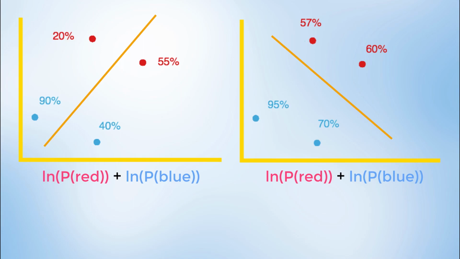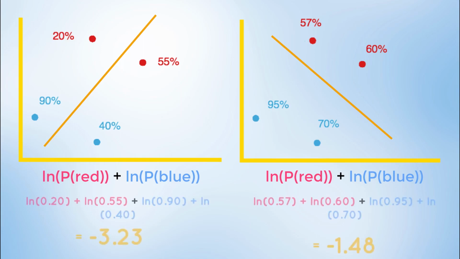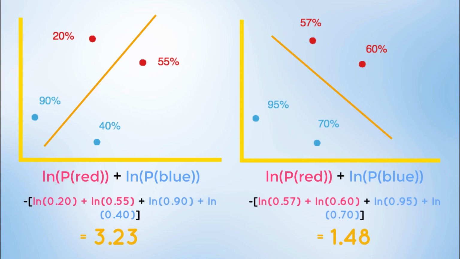Let's apply this equation to both our diagrams. We get a negative number for both, which makes sense since the log of a number between 0 and 1 results in a negative value. And we're just adding negatives onto negatives, so what we'll do is reverse the sign by taking the negative of our summation. Looking at the results, it's clear that this model has a much larger error. This summation of logarithms is what we'll refer to as cross-entropy.